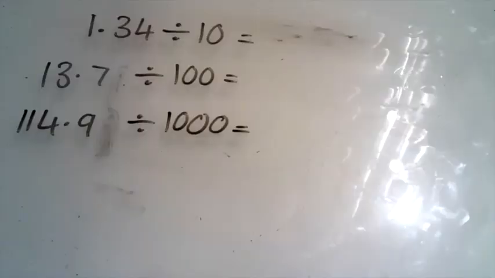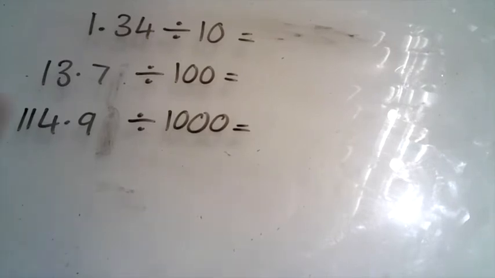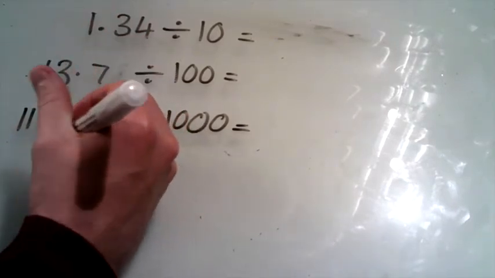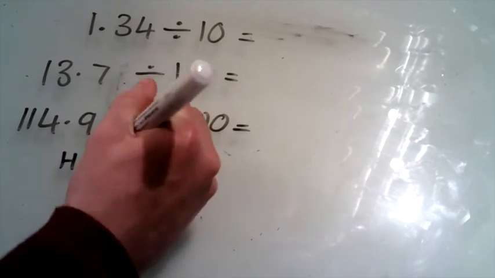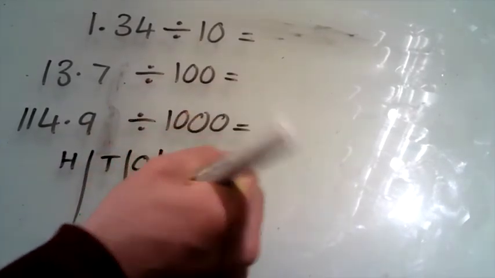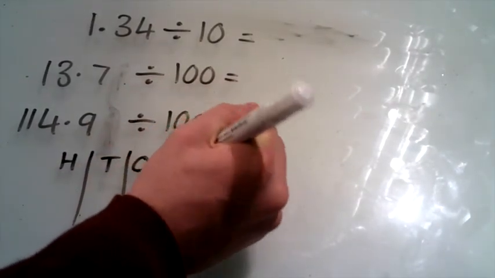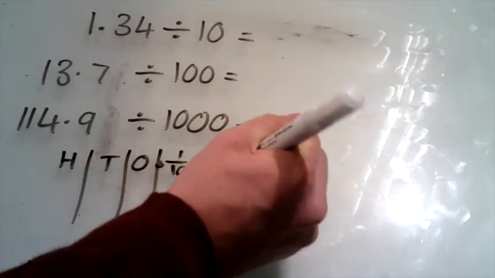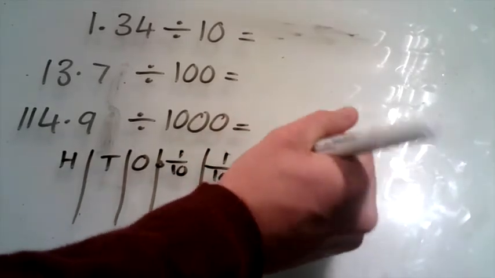Okay, so you've got 3 questions to have a go at. You've got 1.34 divided by 10, 13.7 divided by 100, 114.9 divided by 1000. Let's have a look at the answers then. So if I quickly do our place value grid at the bottom, as I said before, you don't need to draw this place value grid out, but if it helps you to work it out, then there's no harm.